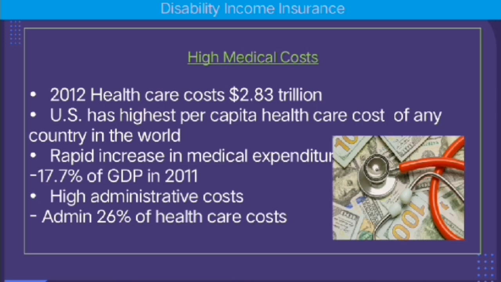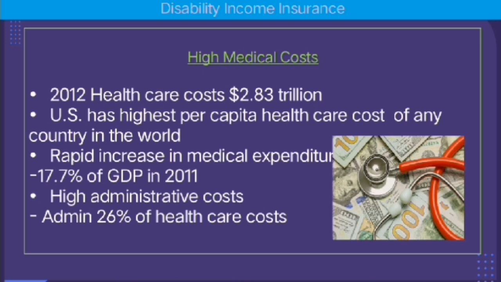This means that on average every American contributes more to healthcare expenses than citizens of other nations. So the rapid increase in medical expenditures reached 17.7% of GDP in 2011. So in 2011, healthcare cost accounted for 17.7% of the US gross domestic product, or GDP. Meaning, nearly a fifth of the entire economy was spent on healthcare. This represents a rapid and unsustainable increase in medical spending.